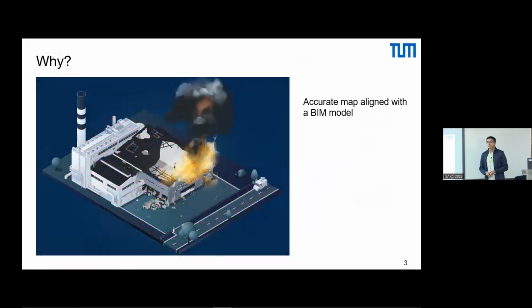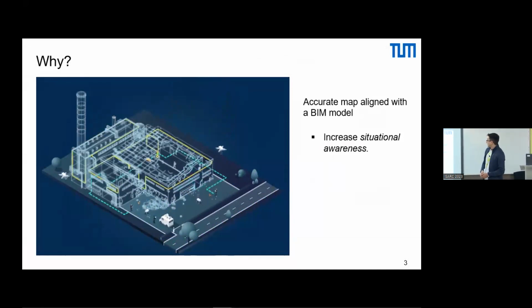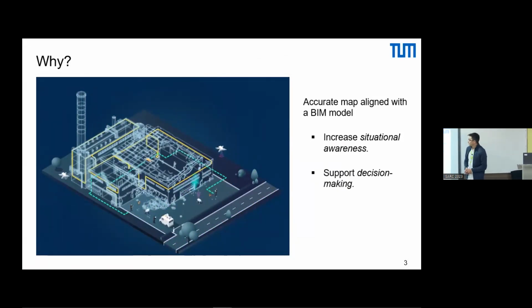But why is this important? In the project I'm working on, we try to support first responders to have an aligned map with a BIM model, so that they can increase situational awareness, know the magnitude of the disaster, and take better decisions on how to rescue victims effectively. And not only for first responders, but also for the manager, so that they can do a BIM-SLAM operation.